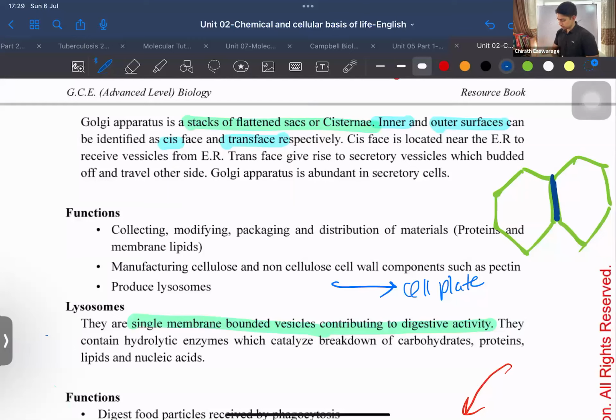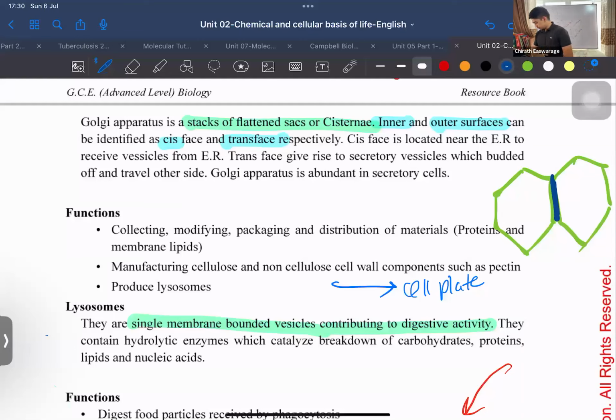They are also synthesized in the Golgi and produce lysosomes. We just have to talk about lysosomes immediately after. What I have written here is the concept of the cell plate. Cell plate, I'll mention when you're doing cell division. No need right now. The cell plate originates from the Golgi. For now, don't think about that, right?